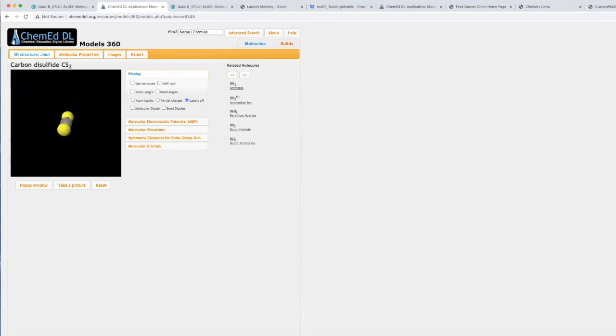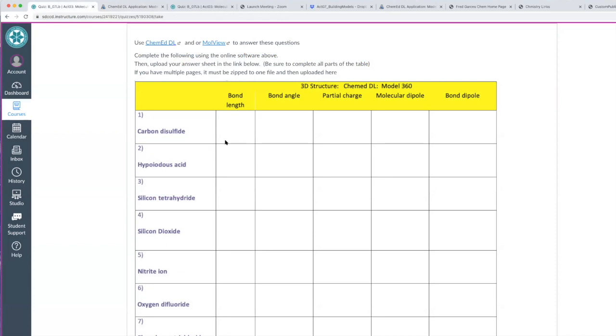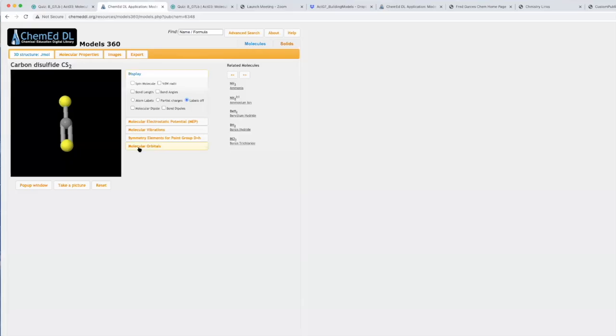Notice it's very similar to carbon dioxide. Why? Because sulfur and oxygen are in the same family. So the molecular geometries are going to be identical and the Lewis structures are going to be identical. But now that we have it here, let's see what the questions are asking. We want to know the bond angle, the bond length, the partial charge, the molecular geometry, and the bond dipole. And we can answer that all here.